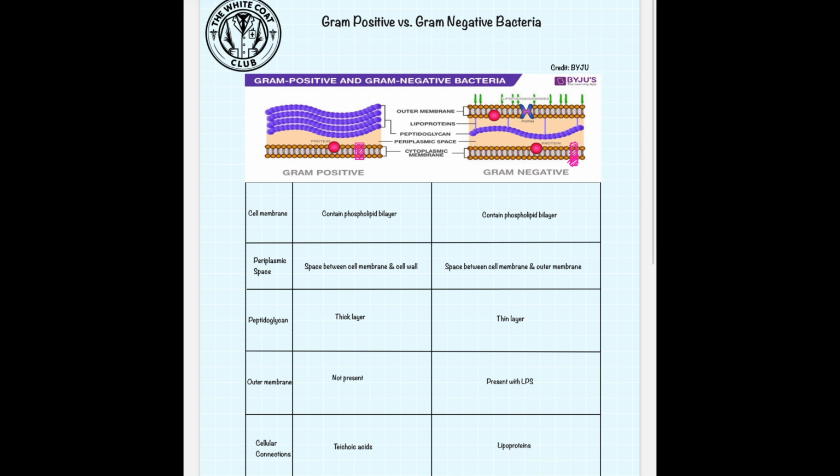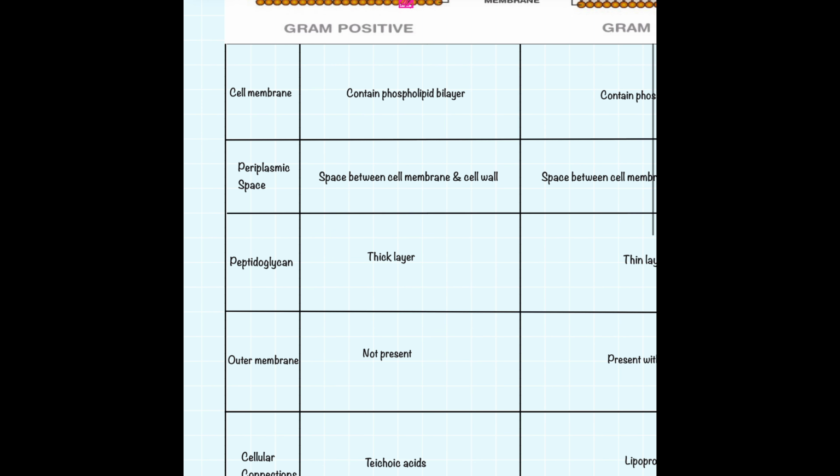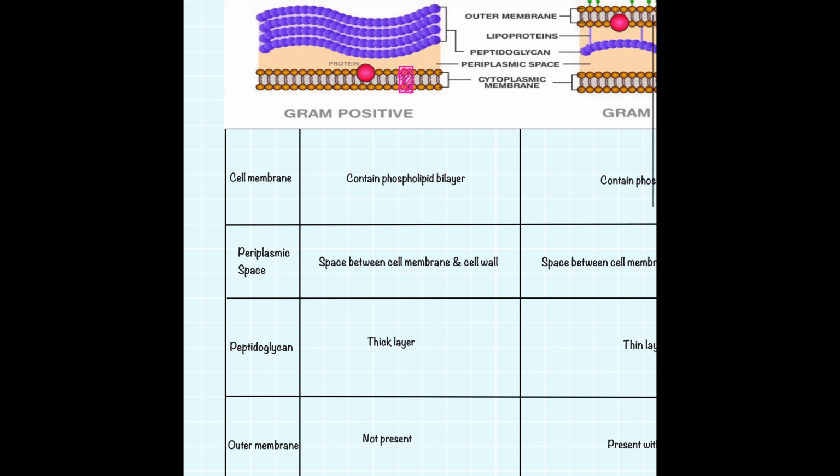The next thing that we're going to be talking about is the cellular connection. What I mean by that is what keeps these certain regions connected to the cell membrane. In gram-positives, these are called teichoic acids. It's not actually in this depiction, but I can show it to you guys. What teichoic acids do is they connect the peptidoglycan cell wall to the cell membrane. If they were present in this picture, they would look something like this.